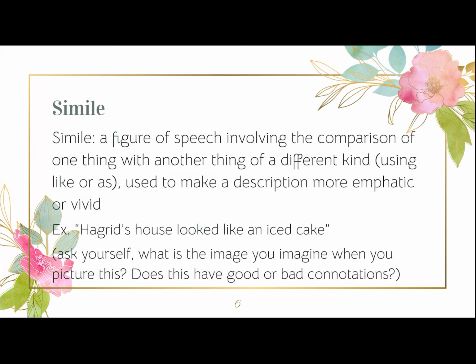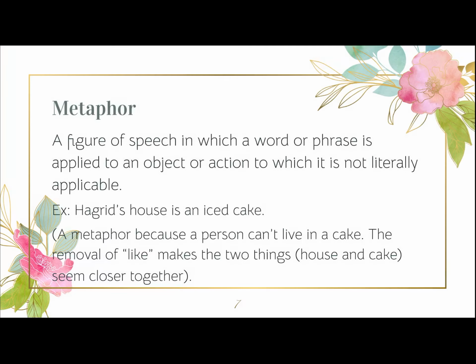This seems like a good image, a good simile to me, because we all like iced cake, right? So it gives us the sense that Hagrid's house is pleasant. Now, if we said something like Hagrid's house looked like sewage seeping from a drain, we would probably think that is a bad connotation. It's a negative simile. Maybe we don't want to go into Hagrid's house if it looks like sewage seeping from a drain. But since it looks like an iced cake, it might be a little bit more welcoming. So it's important to note that when you're looking for similes.